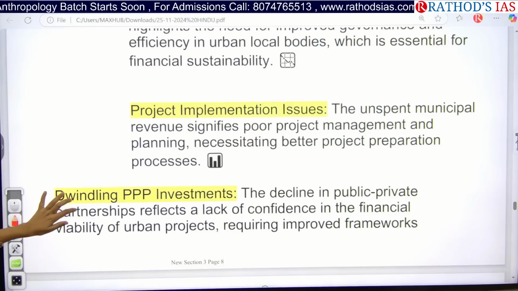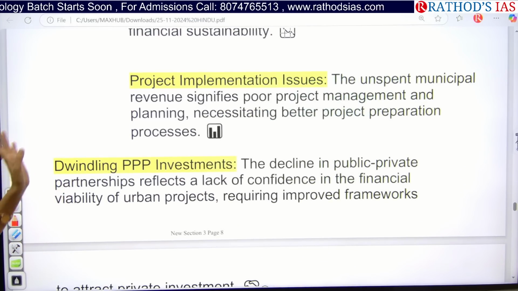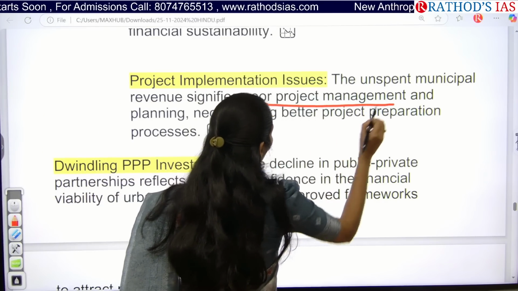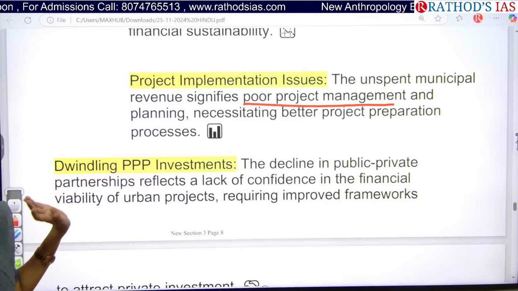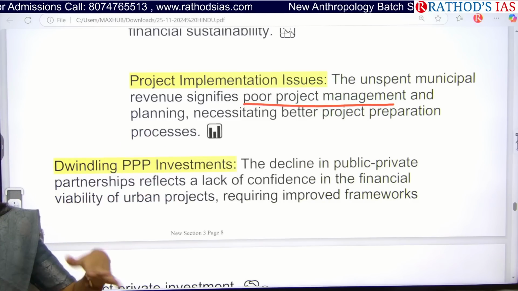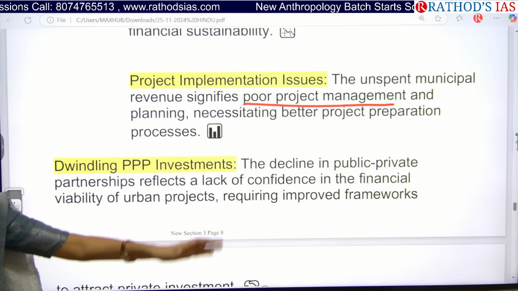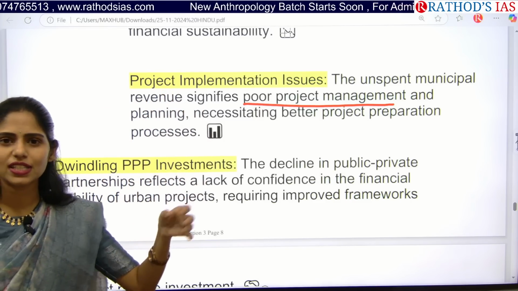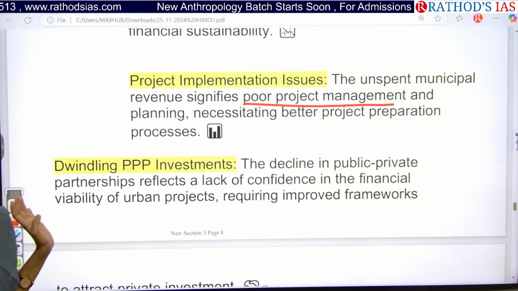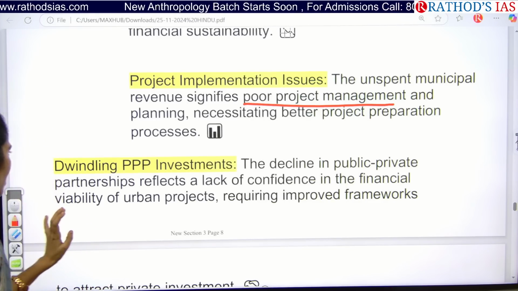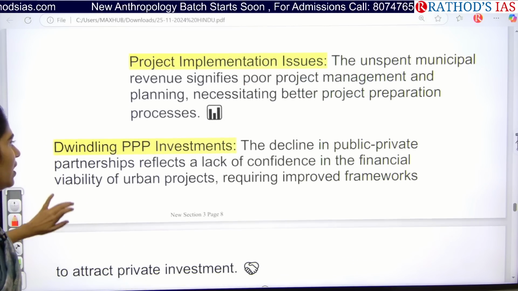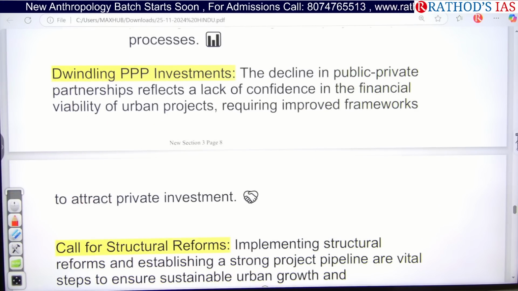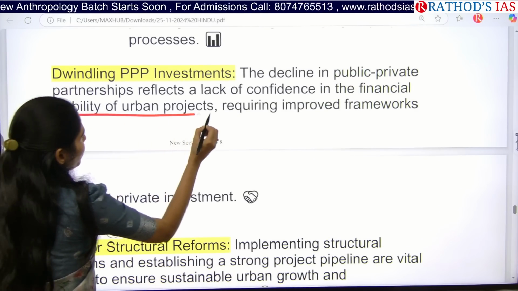And the next important point is that whatever municipal revenue there is, they go for very poor management and there is no proper planning. So because of this, what problems are we having? There is an increase in problems because of this poor implementation by the municipalities. And you can write examples of urban floods, lack of greenery, no proper waste management system, etc. And the next one here is that there is also a decline of public-private partnerships because there is a lack of confidence in the financial viability of urban projects.